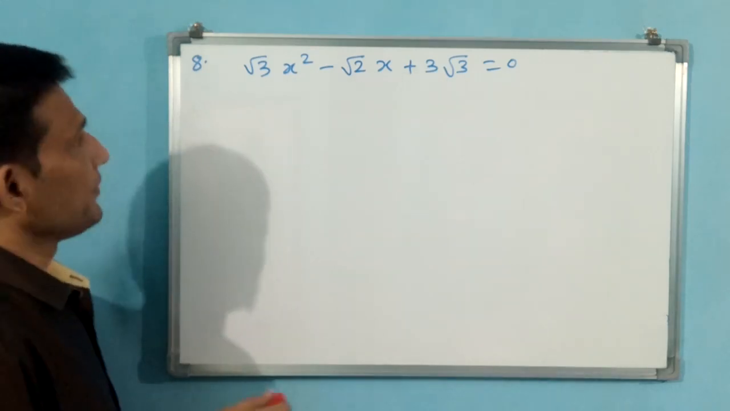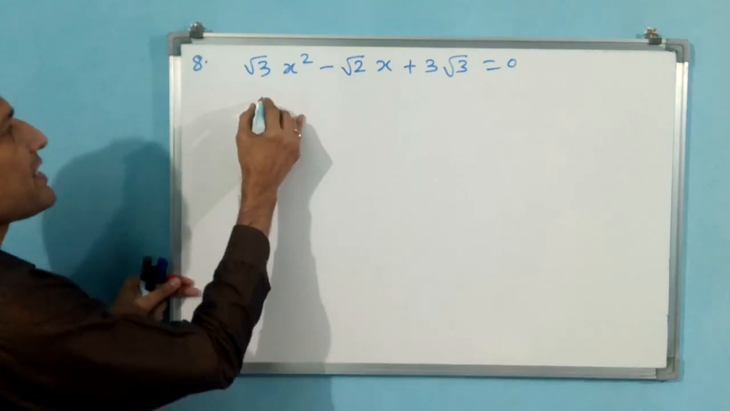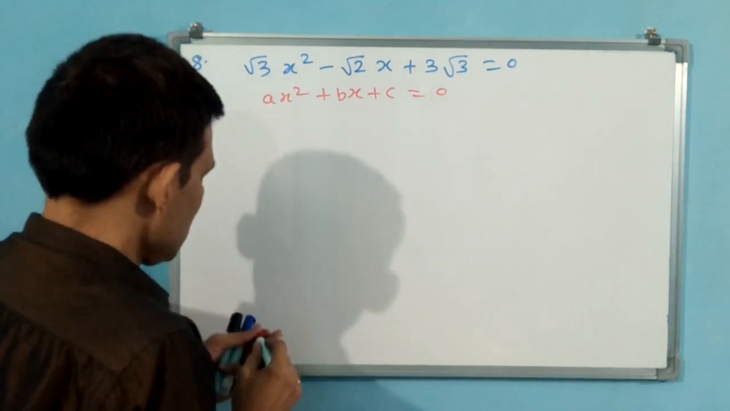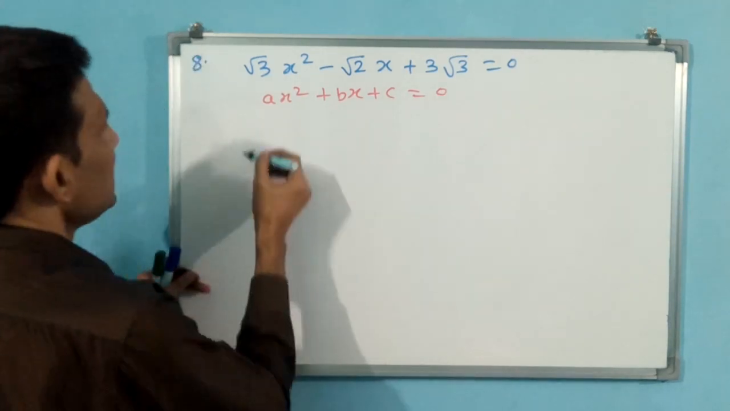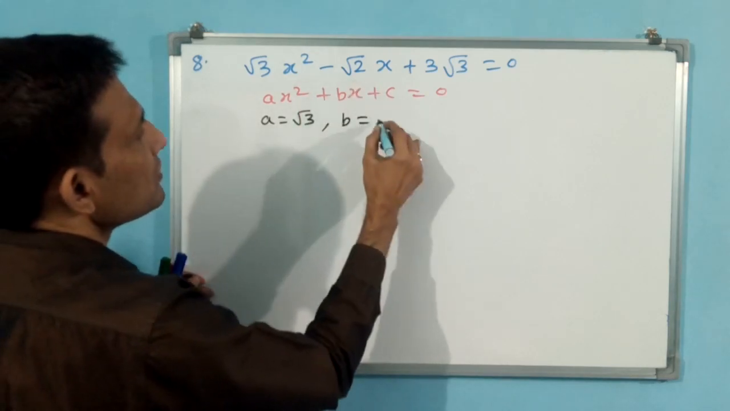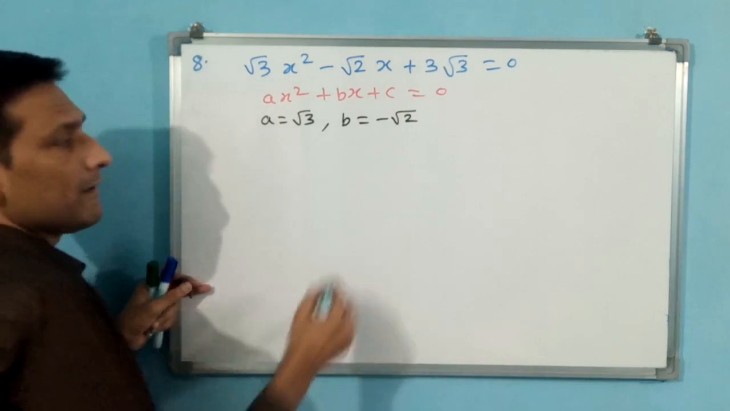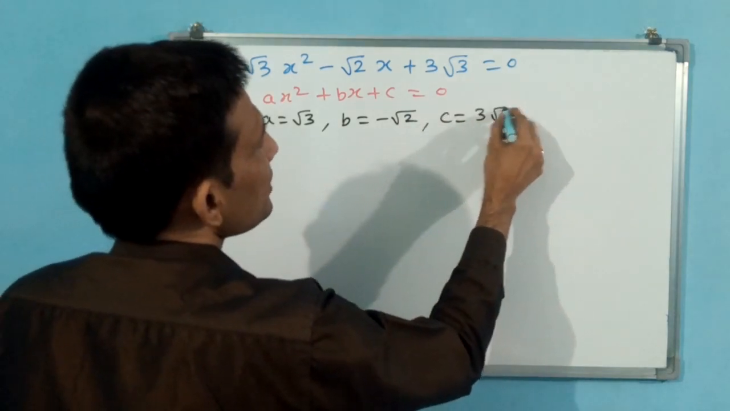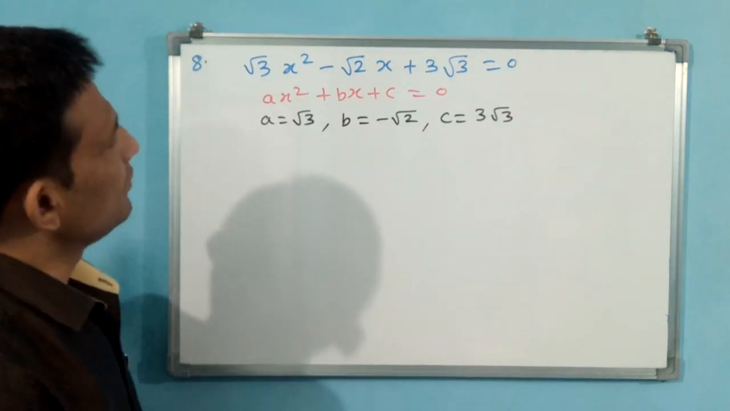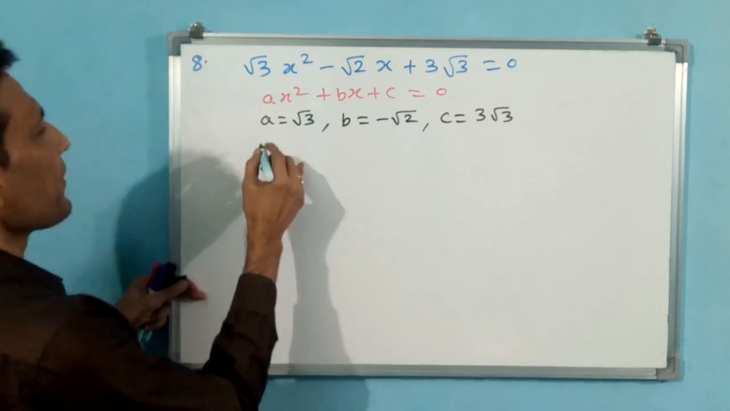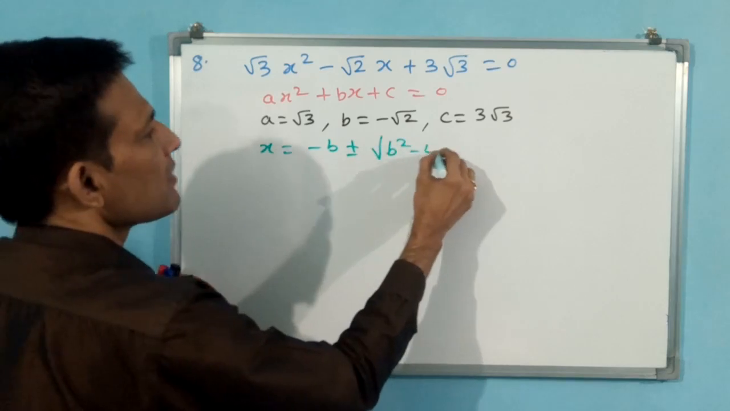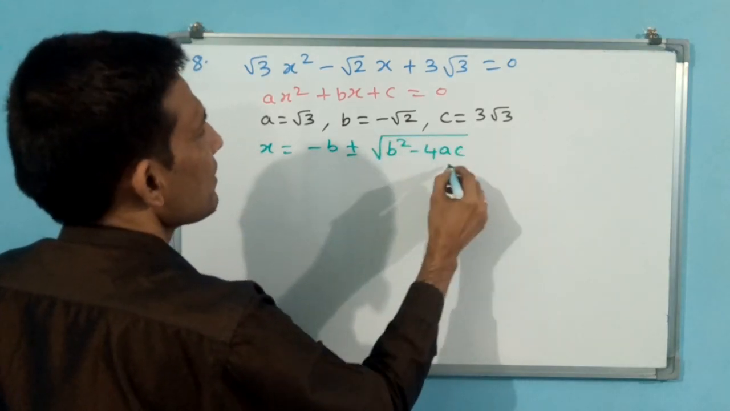Now you write the standard form. ax square plus bx plus c is equal to 0. If this is the standard form, then here a is root 3, b is minus root 2. c will be 3 root 3. Now write the formula. x is equal to minus b plus or minus square root of b square minus 4ac by 2a.